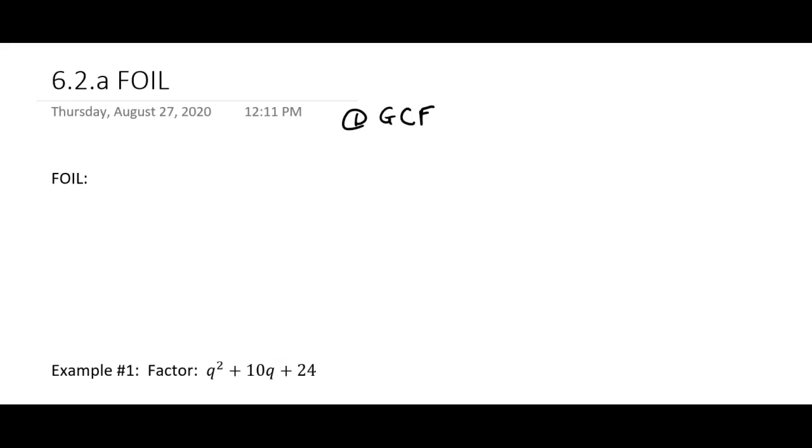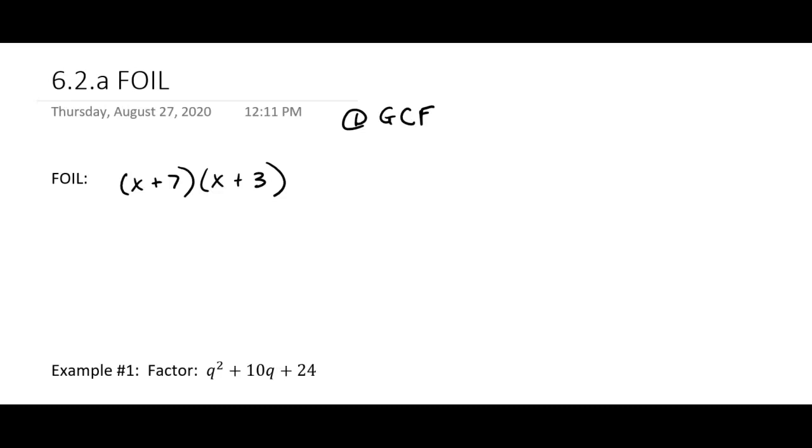So we're going to talk about a different technique here, and I'm titling this video FOIL because I wanted to review foiling. So foiling is when you have two binomials and you're going to multiply those out.